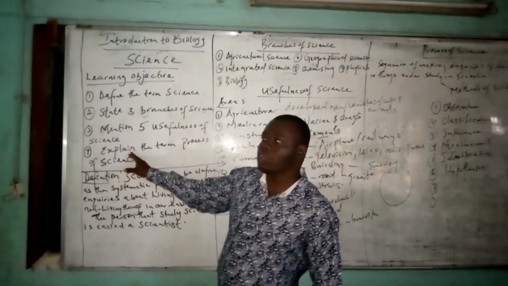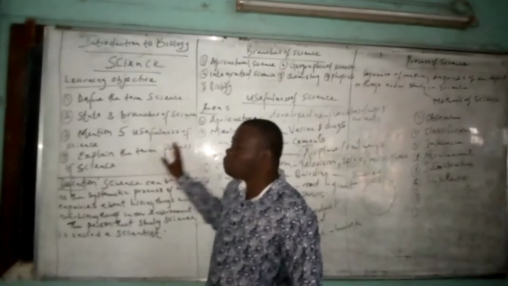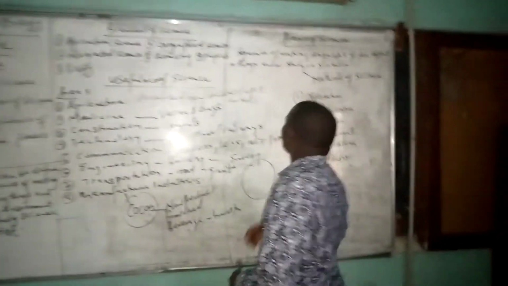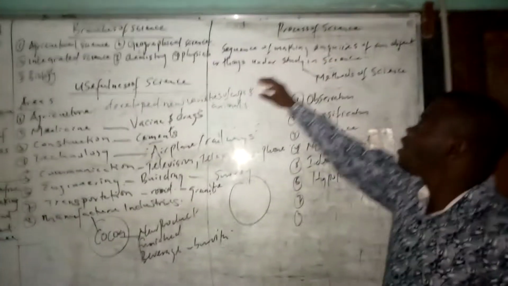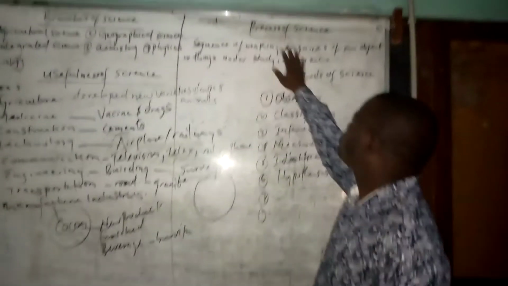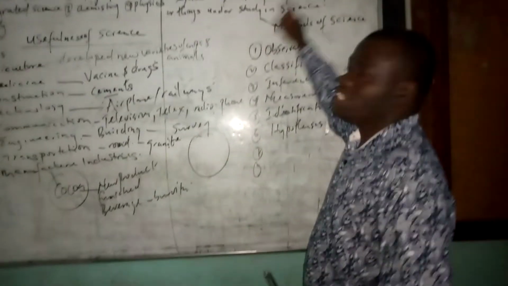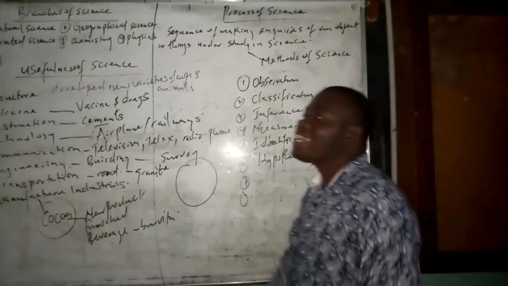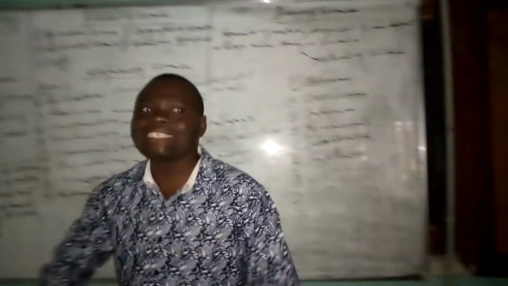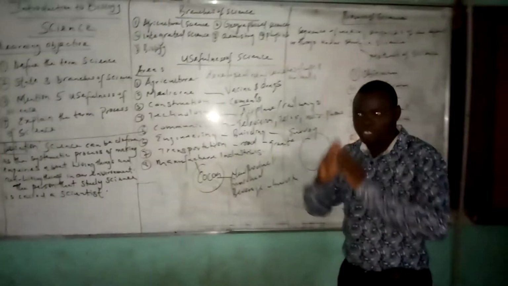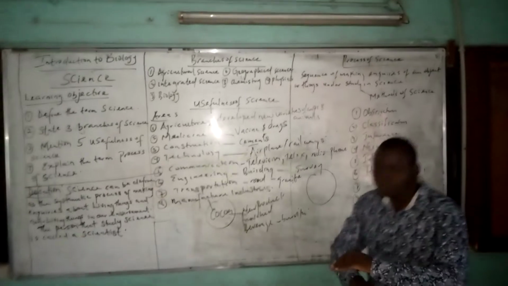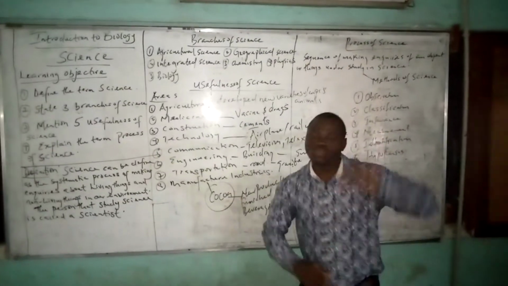Now we're going to the last learning objective, which is to explain the process of science. What is actually the process of science? Process of science refers to the sequence of making inquiry about an object or things under study in science. I have said that science itself is a systematic process. It does not start from the complex. You ask questions, you start from the simple to the complex.